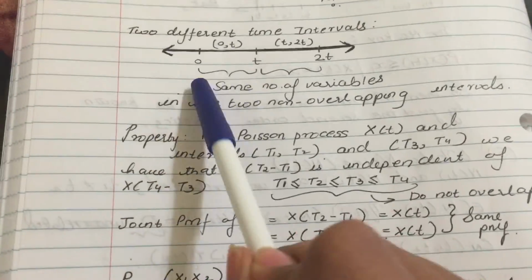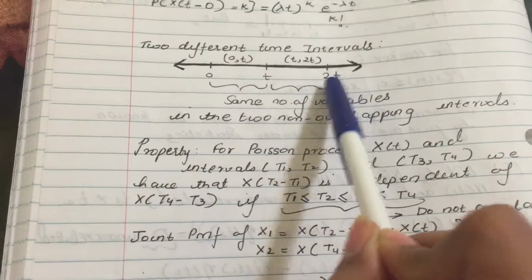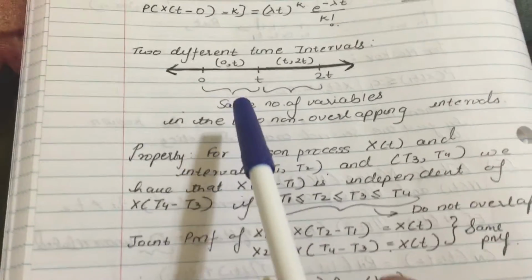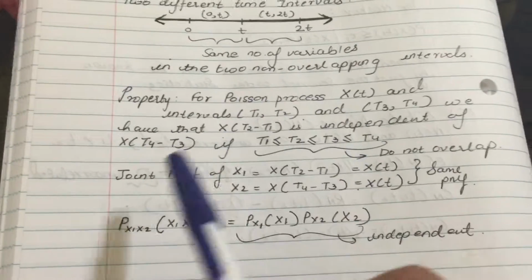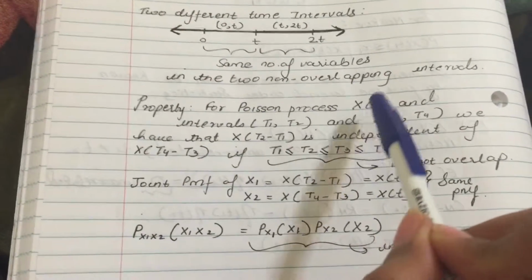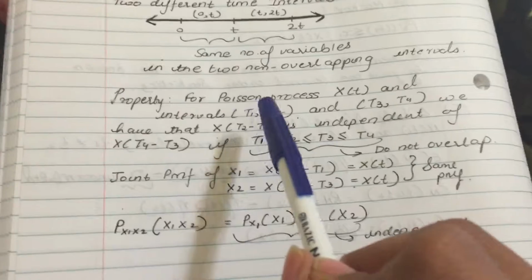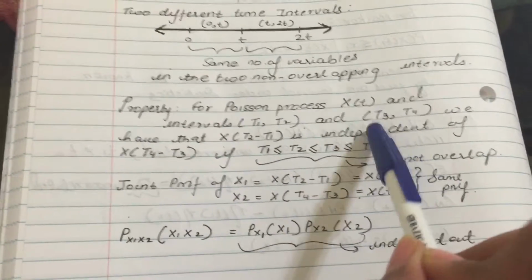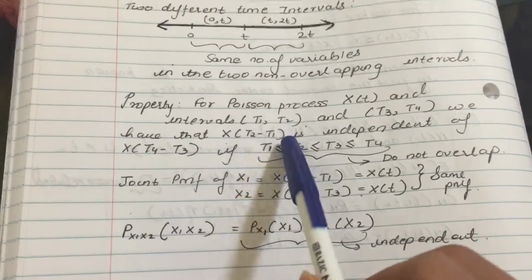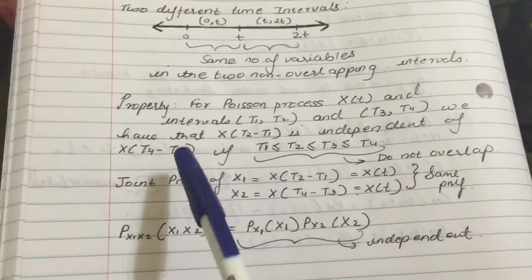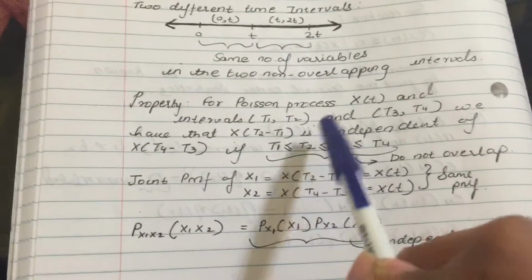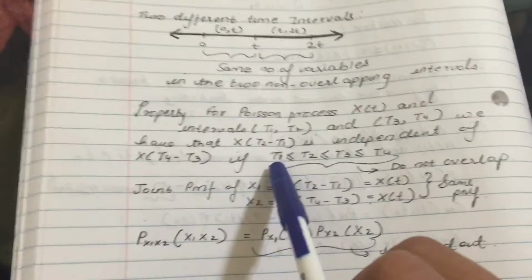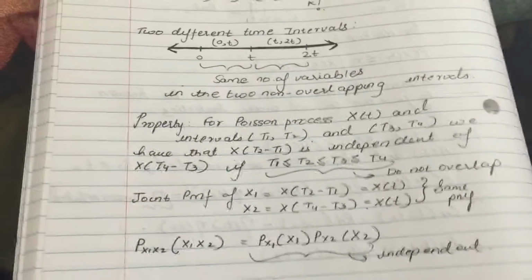So consider 0 to t and t to 2t. These two are independent. So these two will have the same number of variables in the two non-overlapping intervals. So if we just try to note down the property, for any Poisson process X of t, if you have two intervals t1, t2 and t3, t4, then X of t2 minus t1 is independent of X of t4 minus t3, as long as t4 is greater than or equal to t3, which is greater than or equal to t2, which is greater than or equal to t1, and these are ordered and they don't overlap each other.